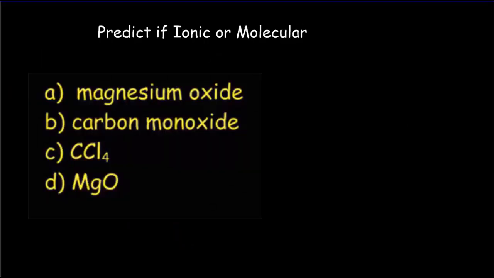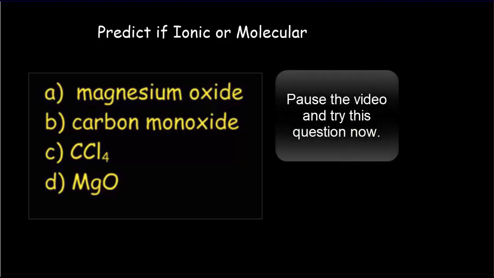So let's see if we can use this idea of metal, nonmetal versus nonmetal, nonmetal to predict whether the following compounds are going to be ionic or molecular in nature. So pause the video, try this question, come back for the answer.